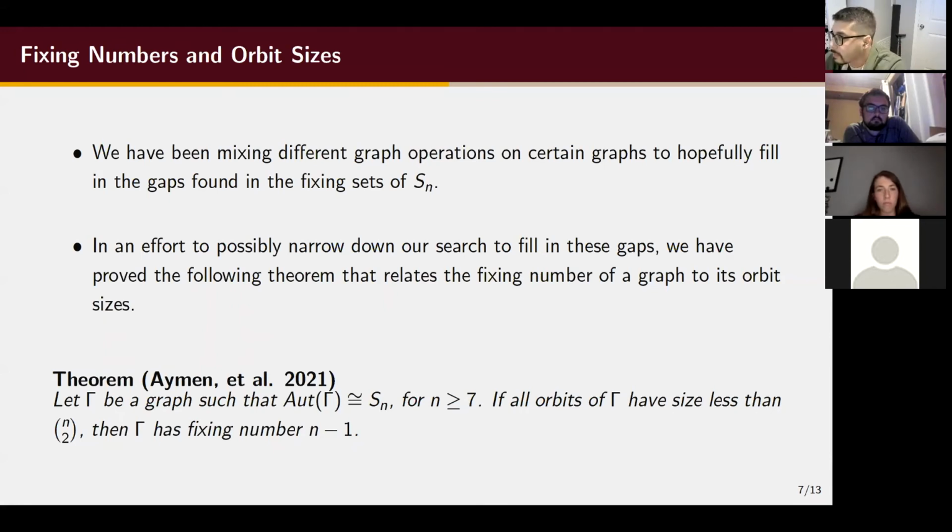Note that this not only backs up this pattern that we noticed for having that gap at n minus 2, since we established that these graphs with orbits of size less than n choose 2 will have fixing number n minus 1. It also helps us significantly narrow down our search, because now we can focus our attention on graphs that have orbits of size greater than or equal to n choose 2, and we can try to identify what their fixing number might be.